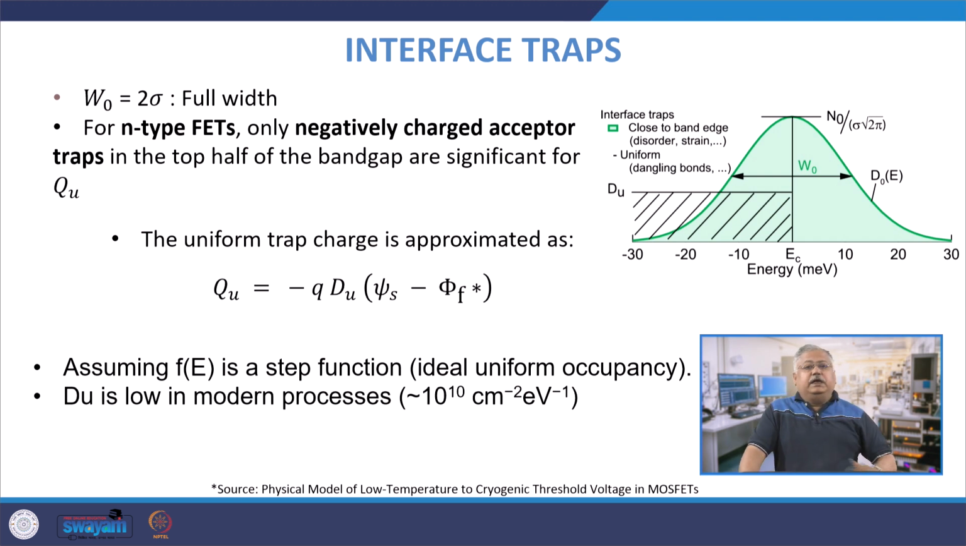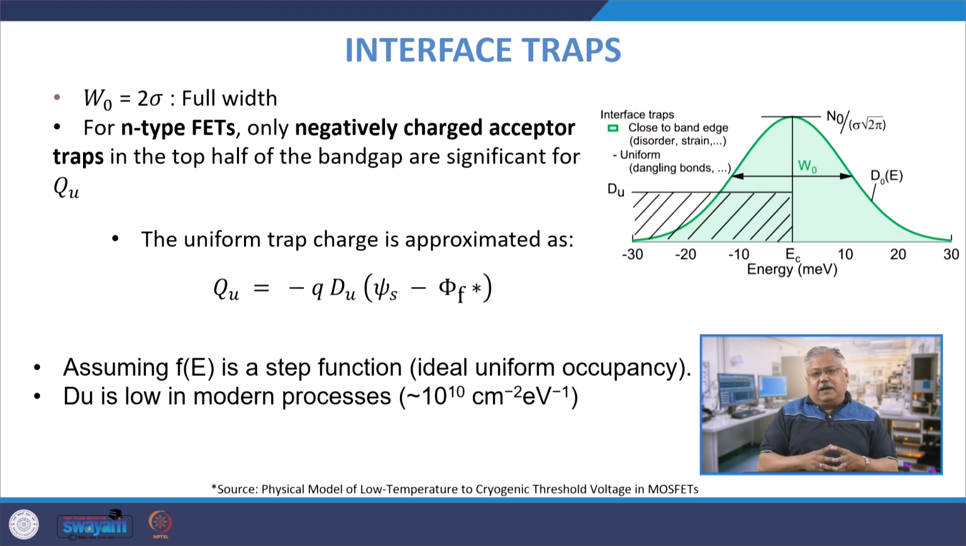There is also a detrapping of charges which happens when the temperature goes high. The charged particles are removed from the trap charges and they enter into the stream. But we will not go into details of detrapping now. What we are concentrating on is how it changes the threshold voltage at cryogenic temperature.